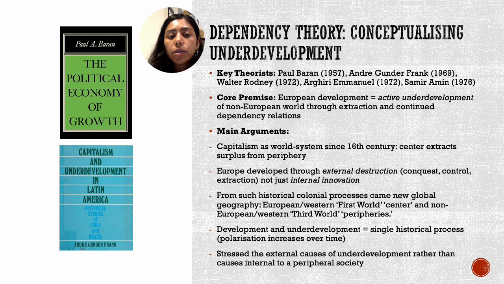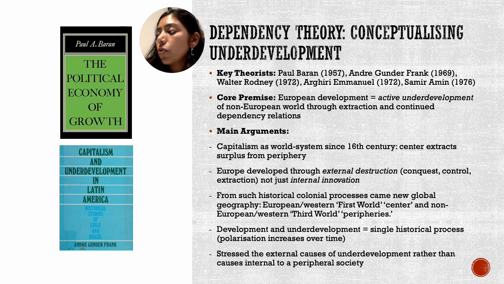That is, there are structured inequalities in the global economy which lead to dependent subordination. So the main argument here is to conceptualize capitalism as a world system since the 16th century, where the center extracts surplus from the periphery. Europe developed through external destruction, that is conquest, control and extraction, and not just internal innovation. From such historical colonial processes came the new global geography of the European, Western, quote, "First World" center and non-European or non-Western Third World peripheries.